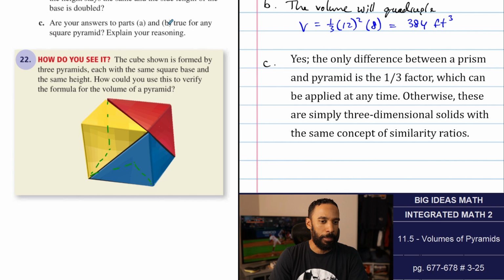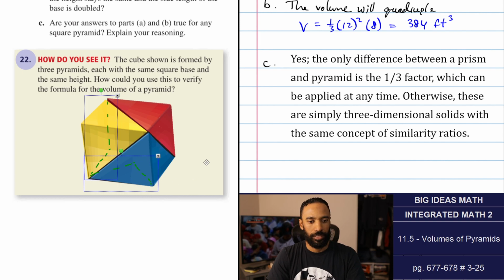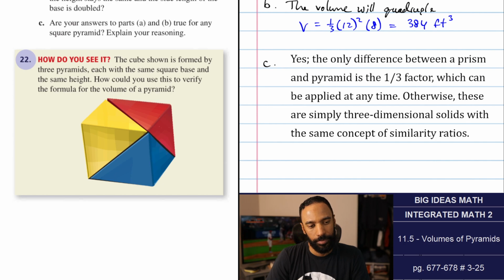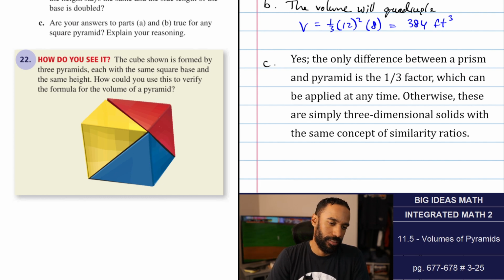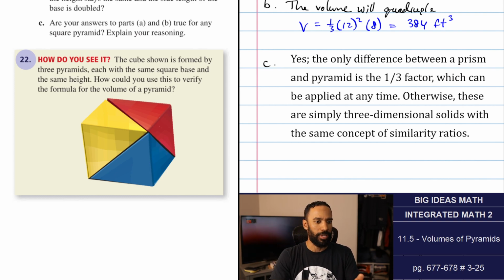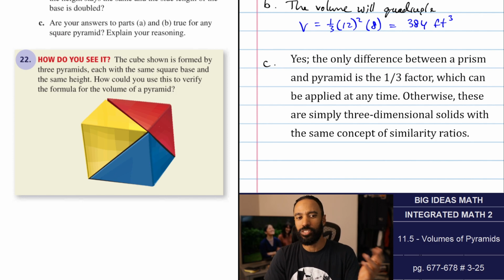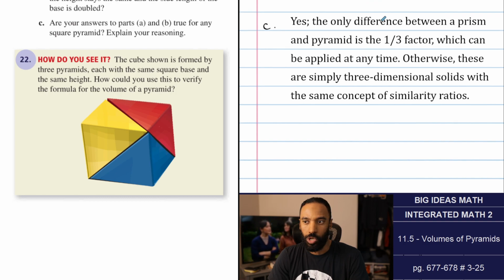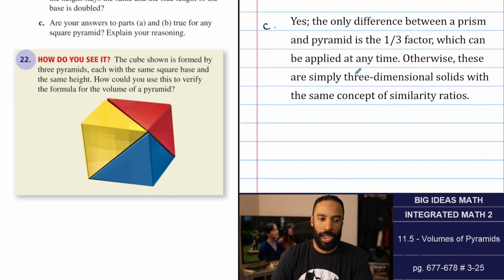Anyway, how could you use this to verify the formula for the volume of a pyramid? Well, it takes 3 of these to make one of those. Where's the height? Well, the height's that yellow part, right? But does that make that a square, though? I guess they're oblique square pyramids. They all have the same base and height and the same volumes as each other. So it's going to be 1/3 the volume of the prism. So I think that's how I'm just going to say it.